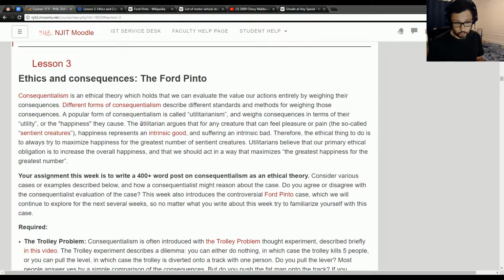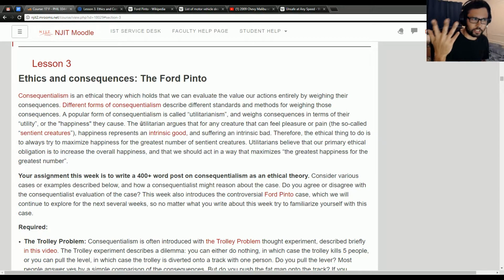your ethical decision-making. None of these theories are right or wrong, and the goal isn't to convince you of any of these theories. The goal is just to introduce you to these different ways of thinking about and reasoning about our ethical decisions. Our first ethical theory is consequentialism.